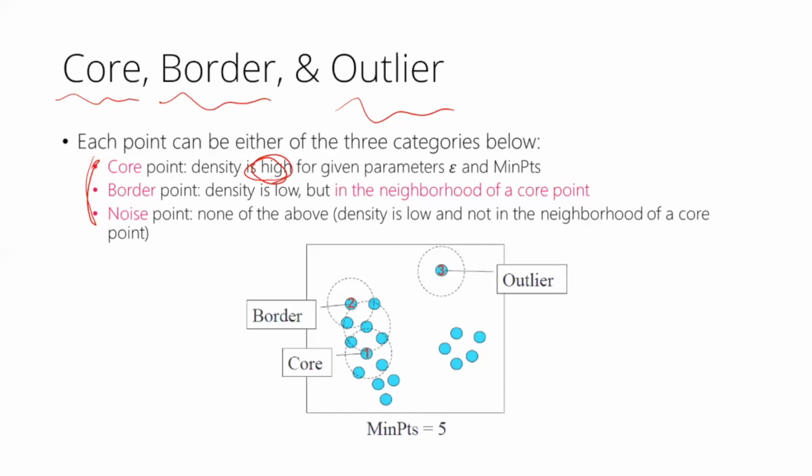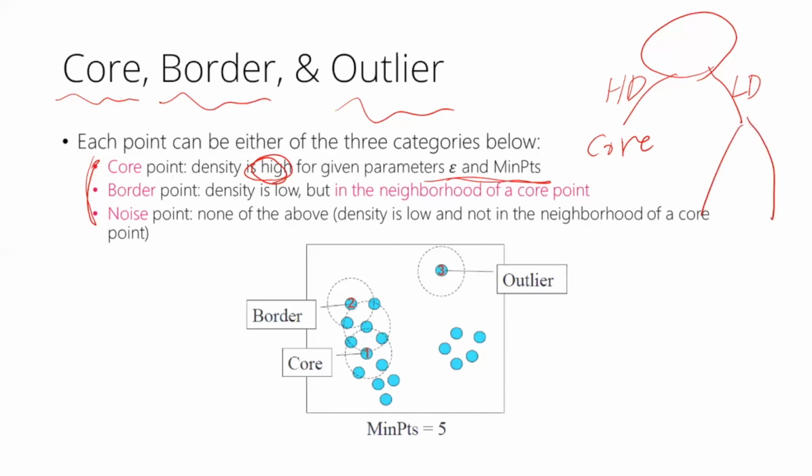So the points in the data set that have high density with respect to the user parameters epsilon and min points, those are all considered to be core points. So if this is a whole set of points, then all points that have high density are considered core points. And then there are points that are low in density. And the low density points are further divided into 2 different categories. One is a border point, and the other is the noise point or outlier points.